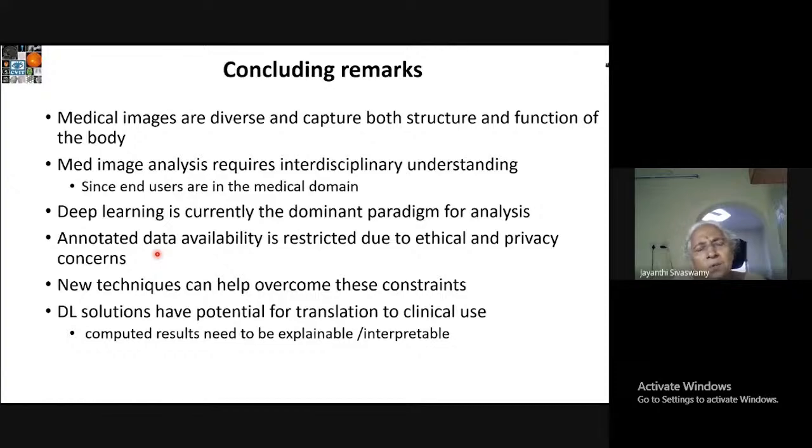I hope you got a good overview of medical domain and how deep learning is at play in the medical domain. If there are any questions, I would be happy to take it. Are there any questions?